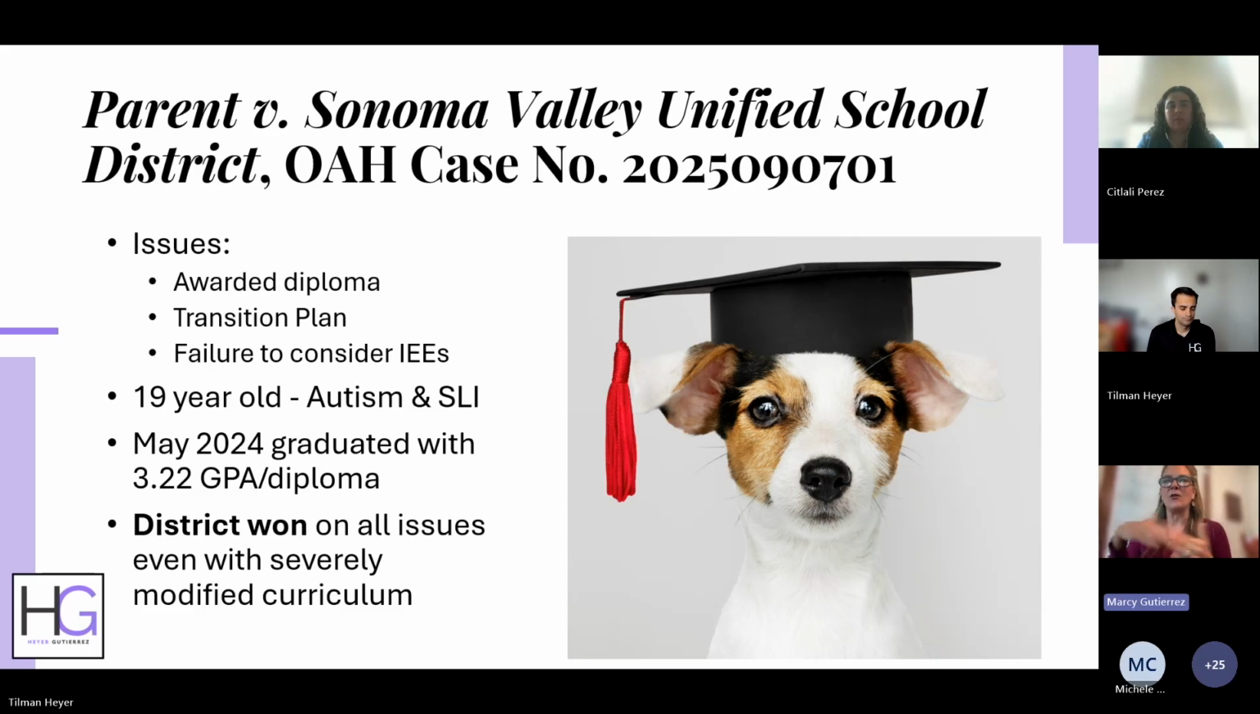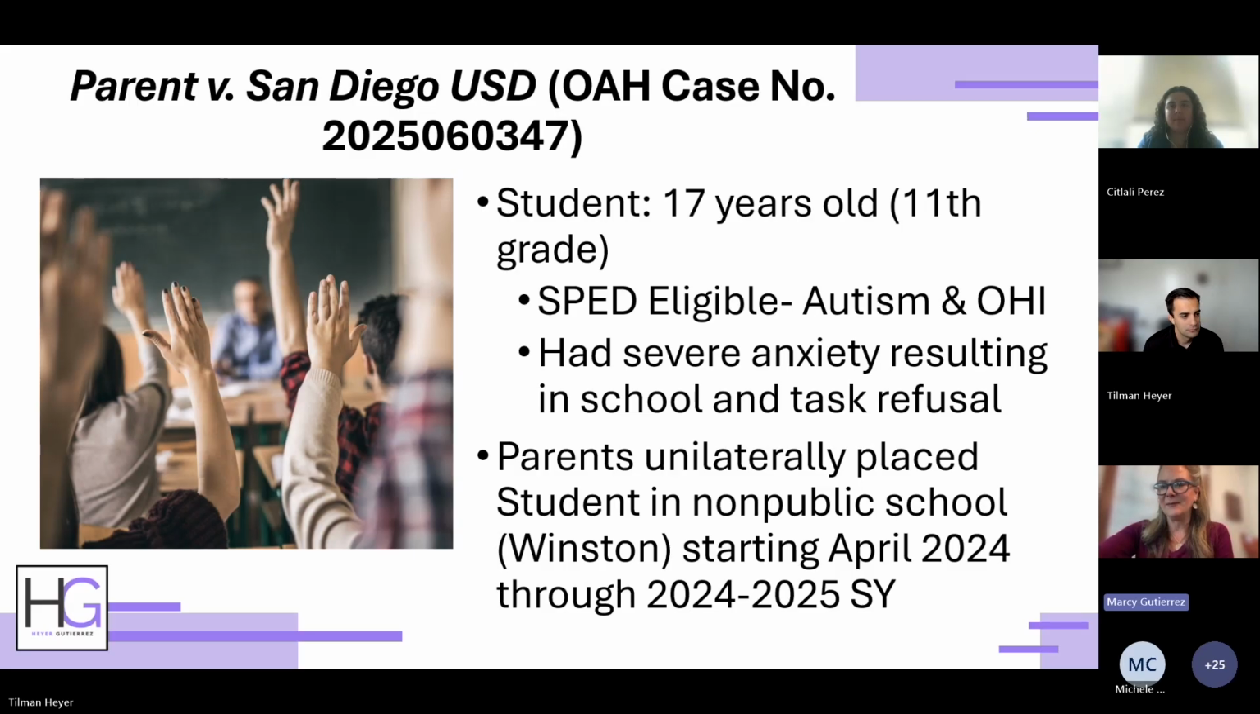The ALJ cited all of the law in our education code that actually says that districts can establish what their graduation requirements are. And in this case, the student met the graduation requirements. And so it was totally fine to give her a high school diploma. The transition plan was appropriate. And so Sonoma, in this case, prevailed on all issues. We have 2 more cases, and I'm going to pass the torch on to my colleague, Citlali.